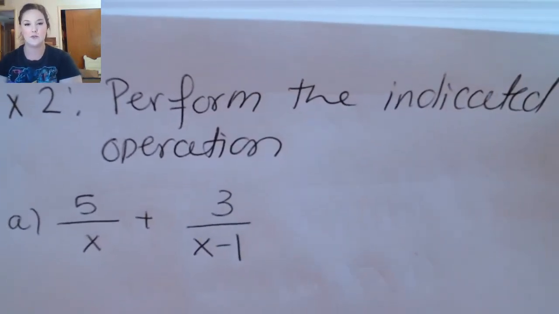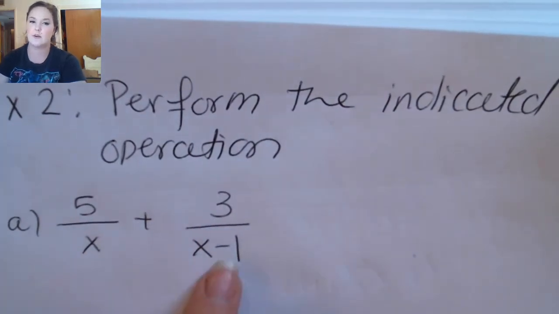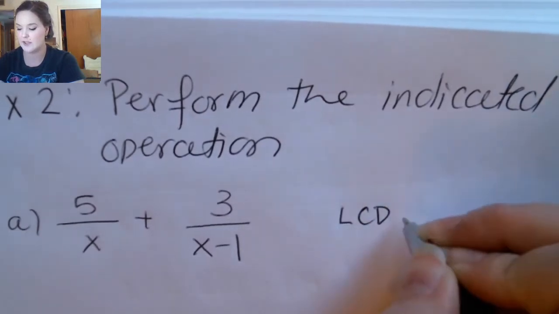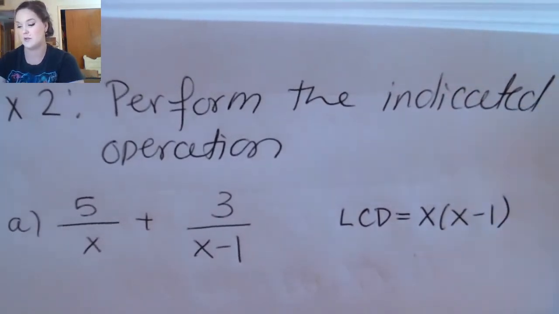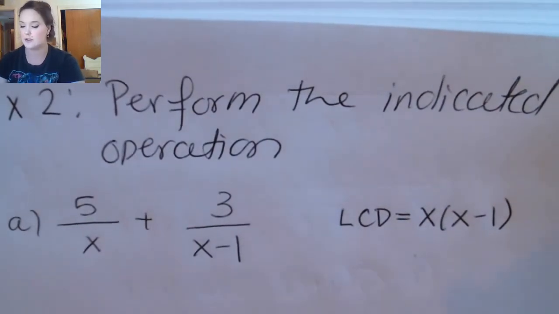Okay, so the first thing we're going to do is find our LCD. Now, as much as these look alike, they don't actually have any common factors. So to find the LCD, we're just going to multiply them together. Okay, they have a common term. That's not the same as a common factor.